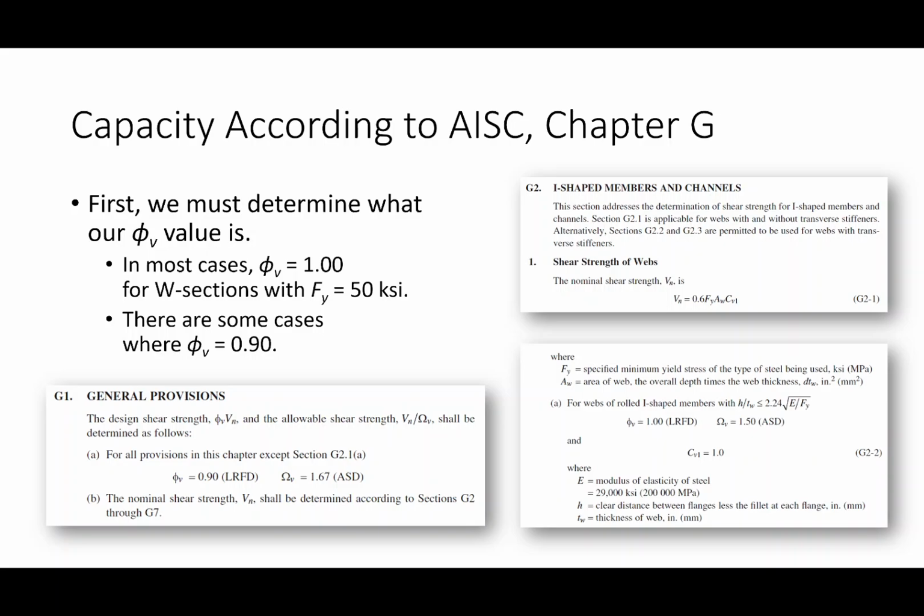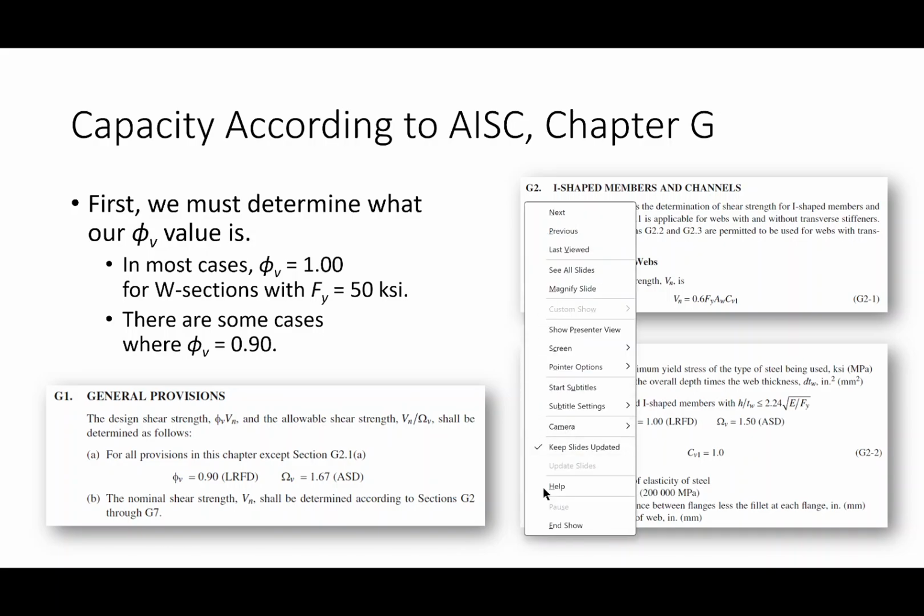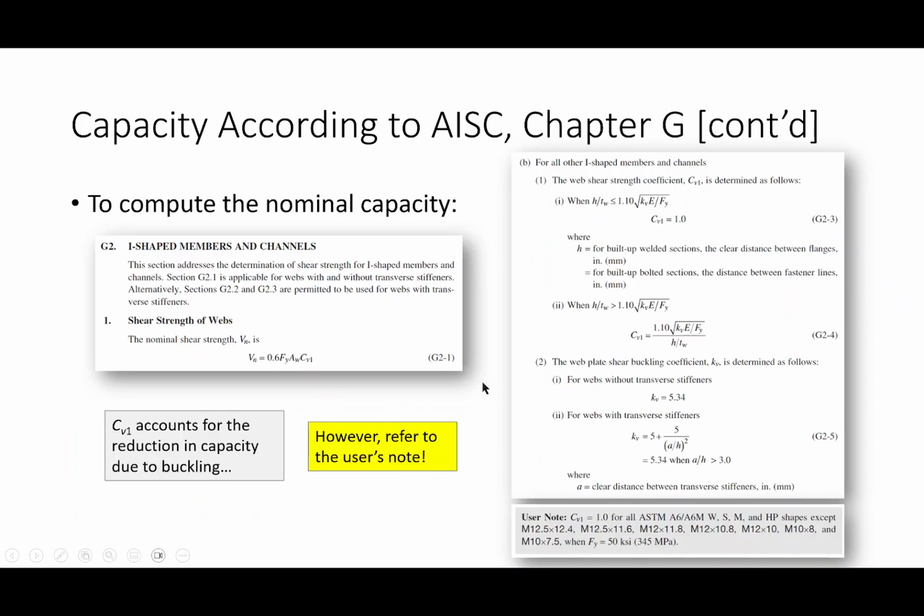Yes? What page is Chapter G? We are on 16.1. I think it's 72. Okay. 75. Dang it. All right.